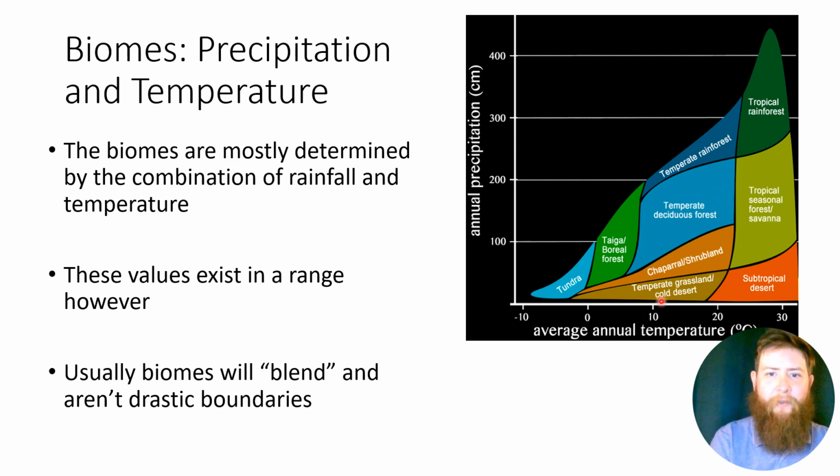But if you're the same temperature, this 10, and you get less rain, now you're a chaparral or a shrubland. And if you get even less rain, you're a temperate grassland or cold desert. So these things play together to create whatever biome you're getting these conditions of. Usually biomes will blend and you won't get, like, this is a desert and then all of a sudden it changes to a forest. Usually you go from a desert and then there's a chaparral or a shrubland next to it, and then you start to get into a deciduous forest, and then maybe there's a temperate rainforest where it rains, like on the coast.